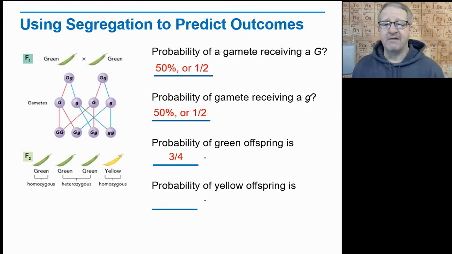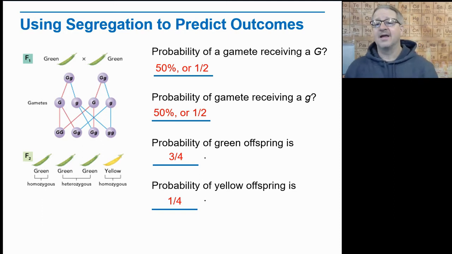Because if you divide 3 by 4, you get 0.75. You multiply by 100 to make it a percentage, and you get 75. What is the probability of having a yellow offspring in this case, though? The only chance of that is a 1 out of 4 probability of having yellow offspring.